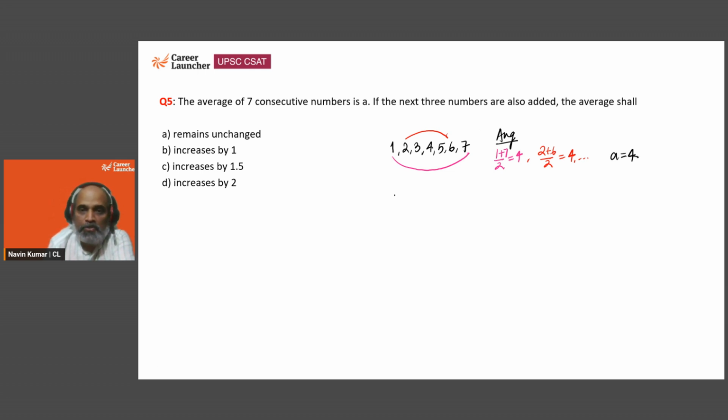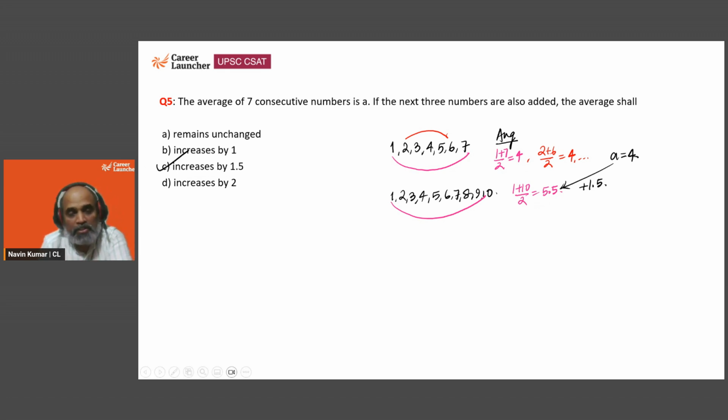Now, if the next three numbers are also added, so if we have the numbers from 1 to 10, then the average is going to be the same approach as the previous one, the average of 1 and 10, which is going to give us 5.5. So what we see is that the average increases by 1.5. So C option. When they ask you that, assume this happens, take these numbers, actually take those. Don't work on variables. It will be more time consuming.